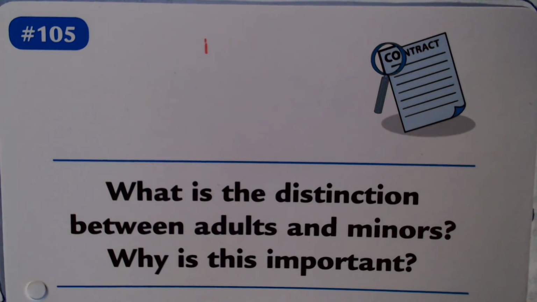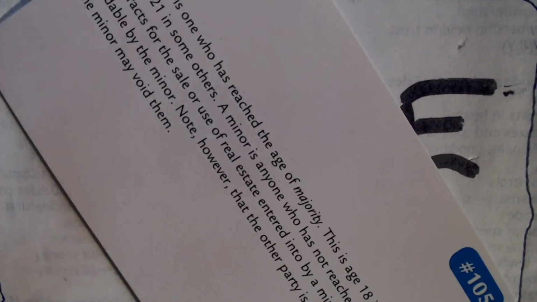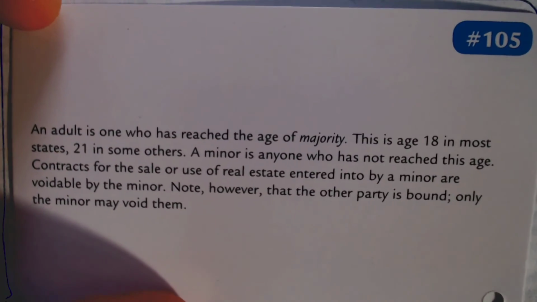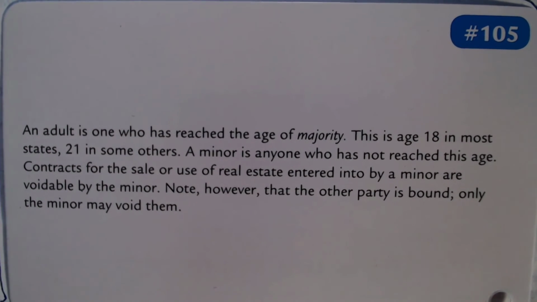What is the distinction between adults and minors? Why is this important? An adult is one who reaches the age of majority. This is age 18 in most states, 21 in some other states. A minor is anyone who has not reached this age.